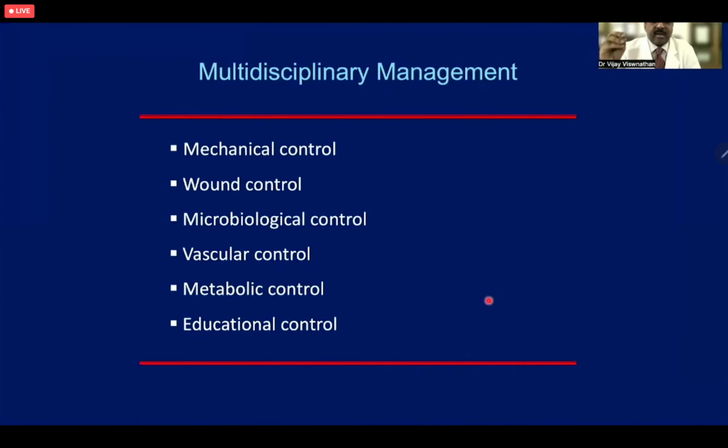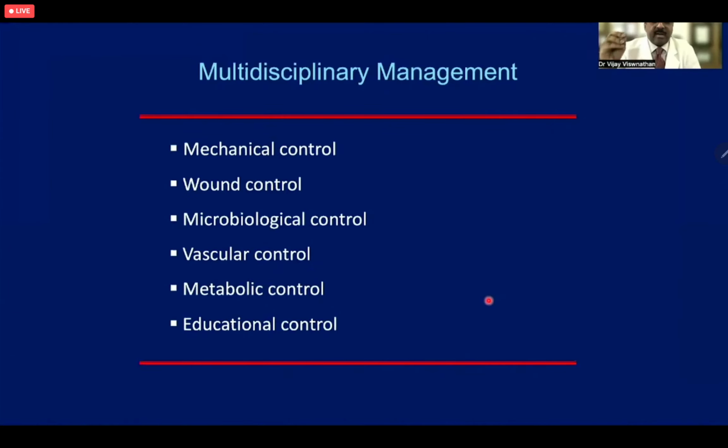You take a swab from the operation theater and find out which bugs or organisms are growing inside the wound. Vascular control, as I showed you, is done by the Doppler test, handheld Doppler, or by palpation of the dorsalis pedis or the posterior tibial pulse. If you can't feel this pulsation, then you have to refer to a vascular surgeon or an interventional radiologist.